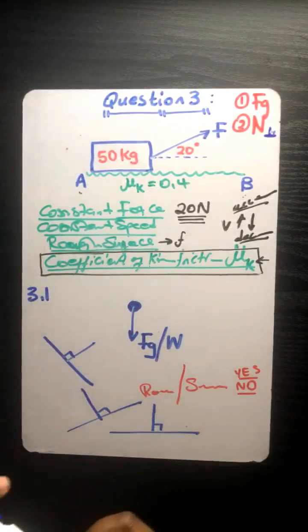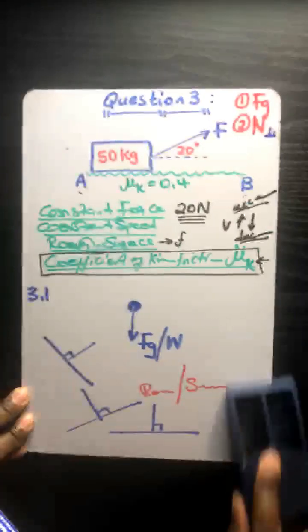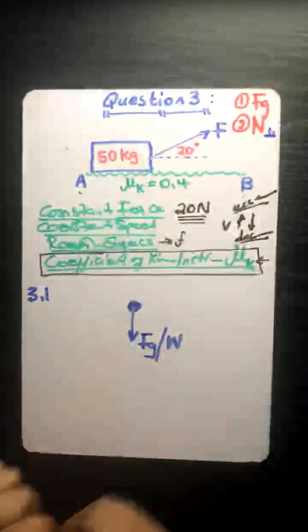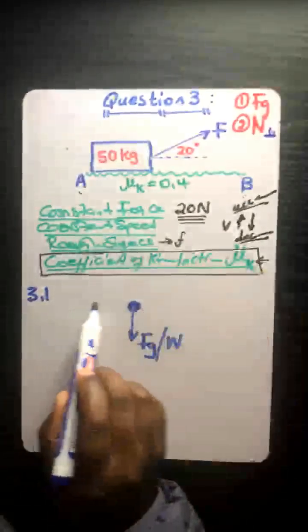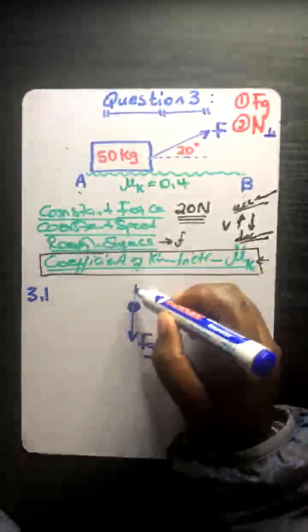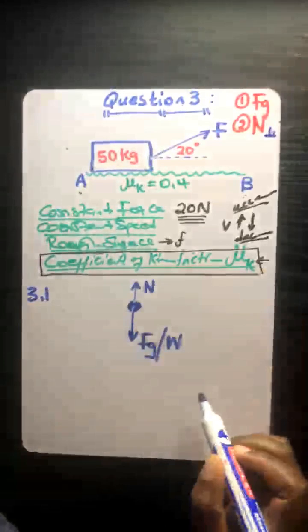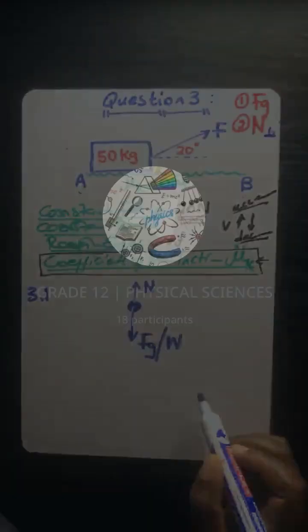So your understanding of a right-angled triangle should help you in this. Since the surface is horizontal, we are going to have a normal force. You can either write it as N or as Fn. It doesn't really matter that much, honorable members.